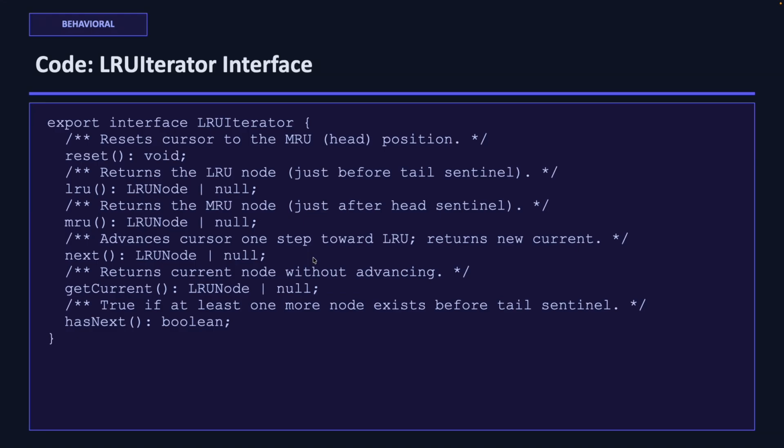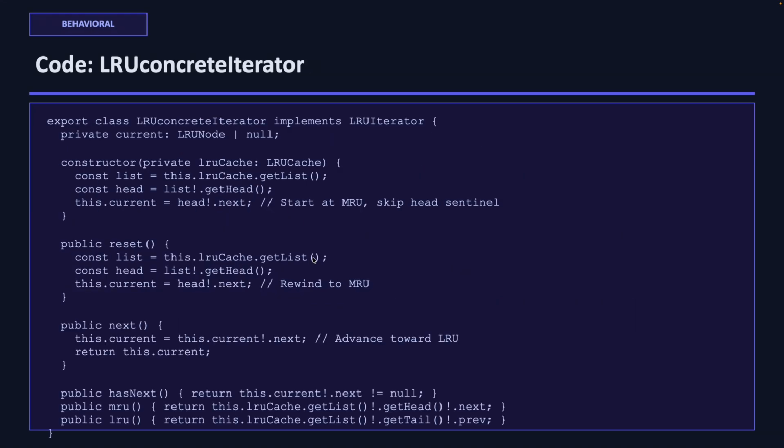The MRU and the LRU are just convenient accessors for those extremes. They return the most recently used and least recently used nodes without moving the cursor. Everything else is just the standard traversal protocol. Reset to the start, check has next, read the get current, and call the next method.